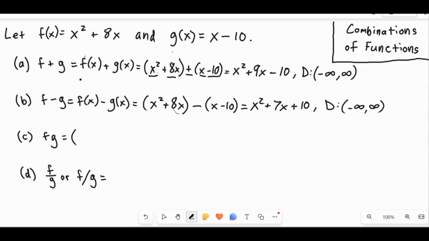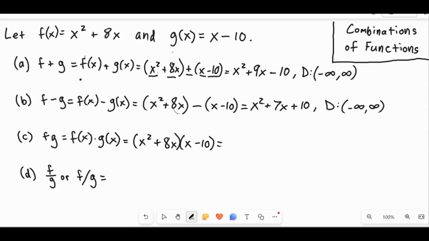Okay. f g can sometimes be written as f g of x. That's the exact same thing. Okay, and so don't worry about that. It doesn't mean anything different. And so this is going to simply be f of x times g of x. We're just going to multiply the two functions. Okay, and so we're going to take x squared plus 8x, and we're going to multiply it by x minus 10.